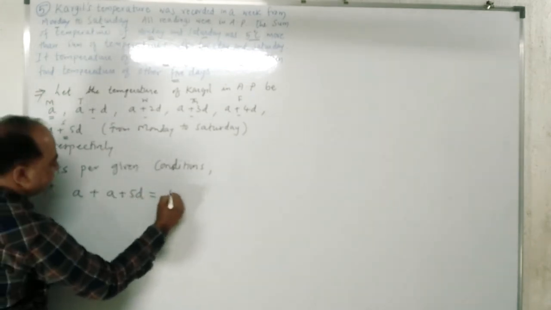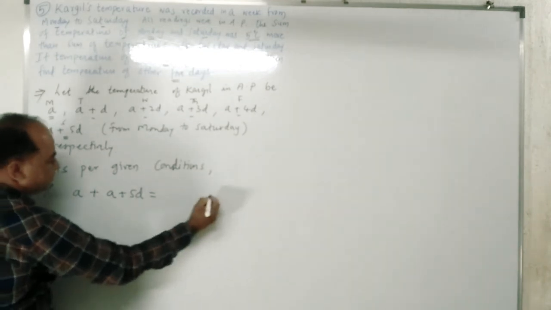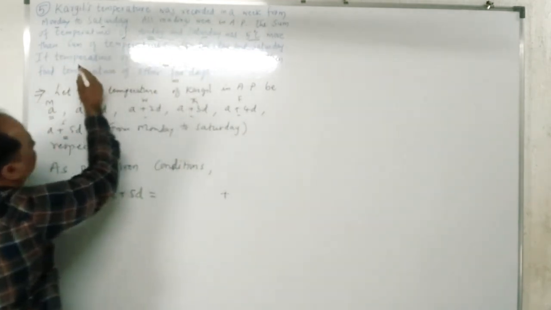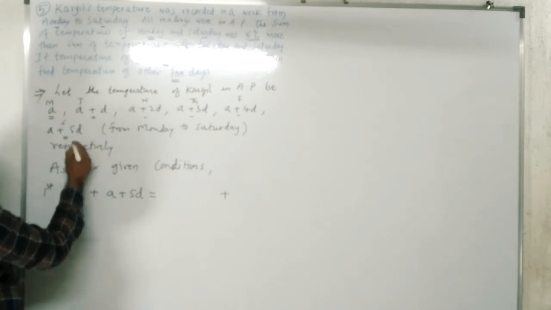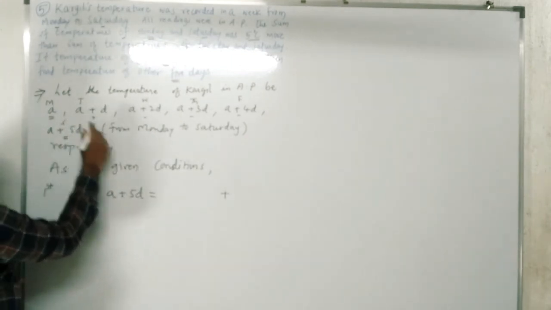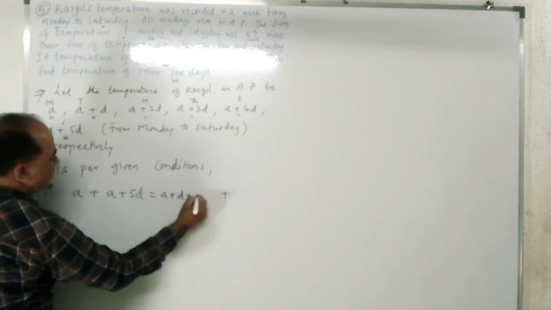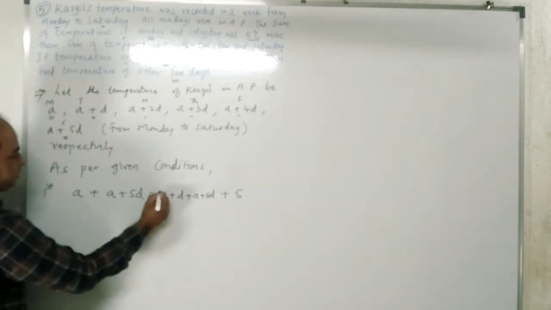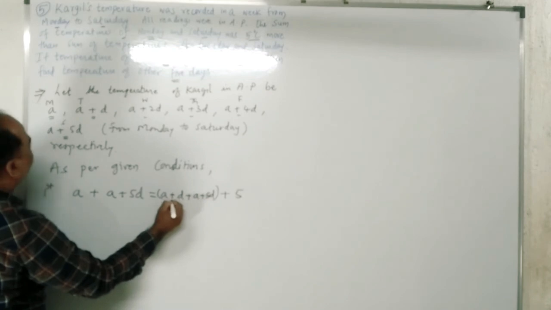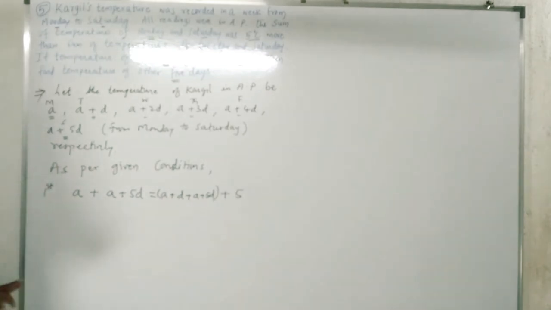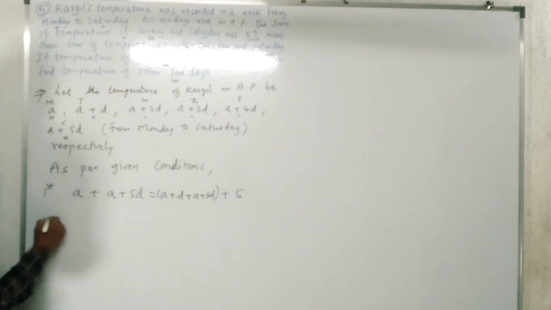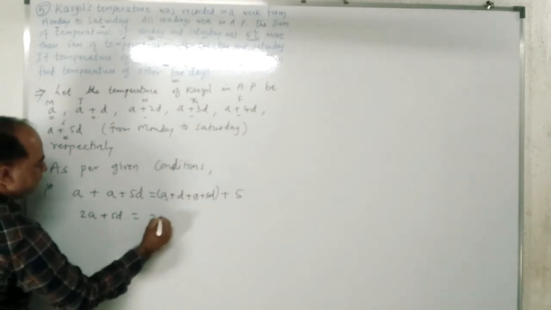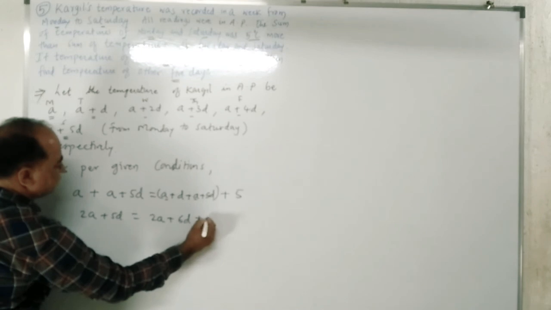is 5 degrees Celsius more than the sum of the temperature of Tuesday and Saturday. Sum of temperature of Tuesday is A plus D plus A plus 5D and more by 5 degree Celsius. This is Tuesday plus Saturday plus 5. So therefore, after simplifying 2A plus 5D is equal to 2A plus 6D plus 5.